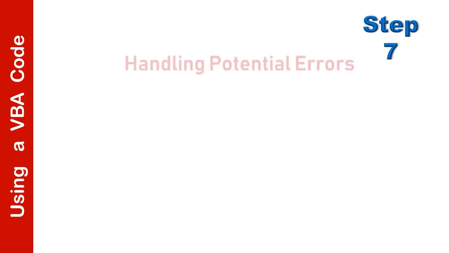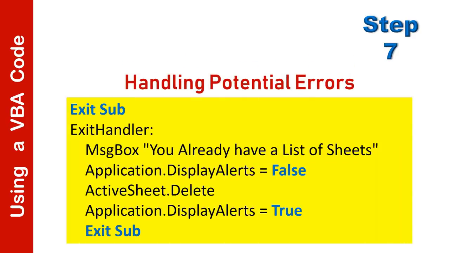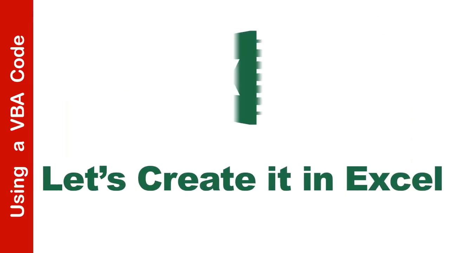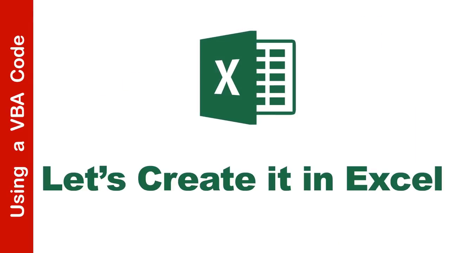To avoid failure of the code in case I run it a second time, I create an error handler to alert the user that the list of sheet names already exists. Should you wish to update it, delete the index first, then rerun the code. Now let's create this code in Excel.